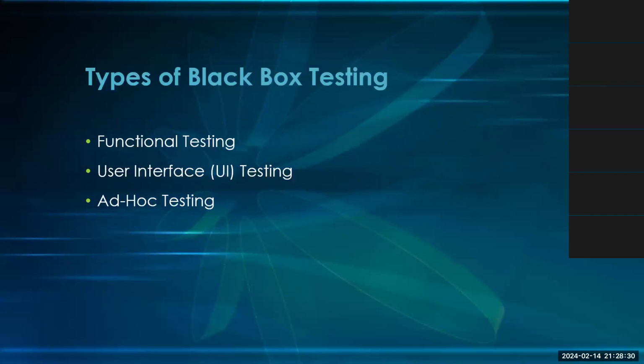So types of black box testing also include functional testing, user interface testing, and ad hoc testing. We'll talk more on this as we go. And we have alpha testing.